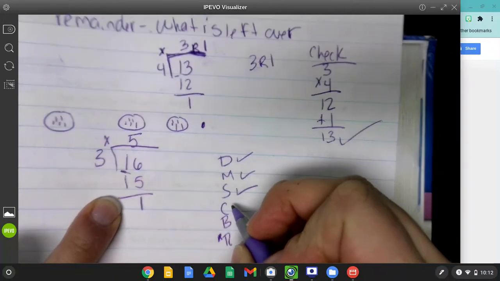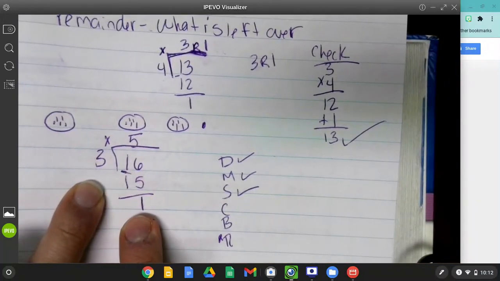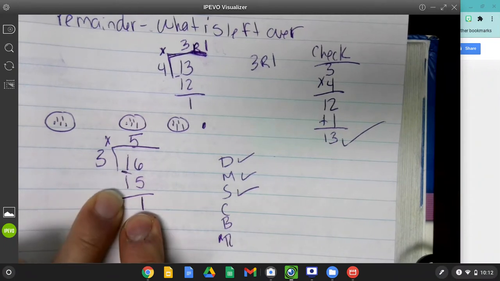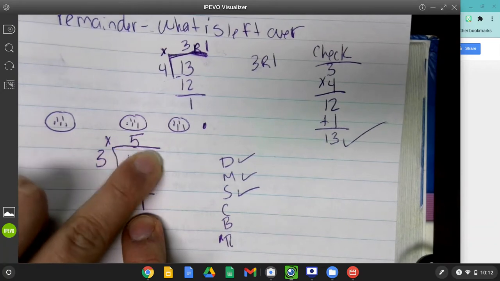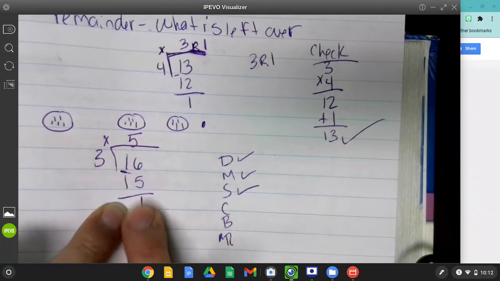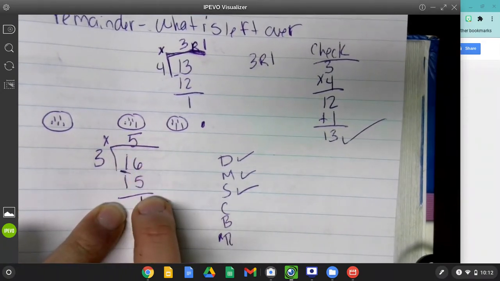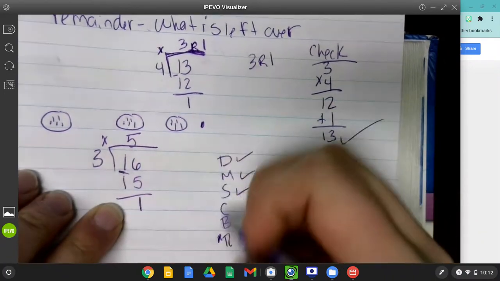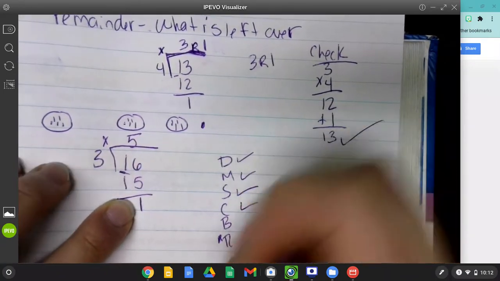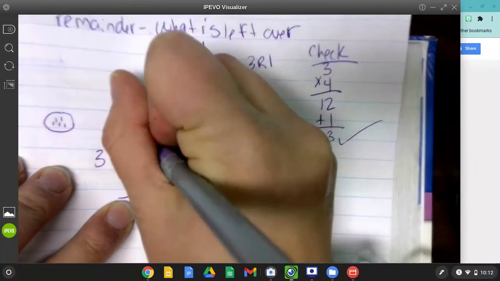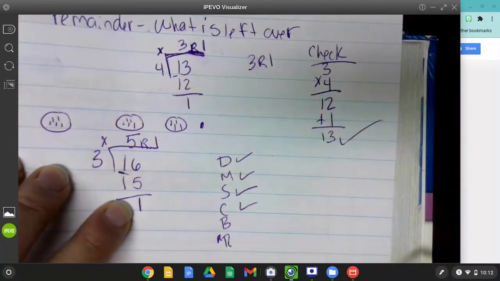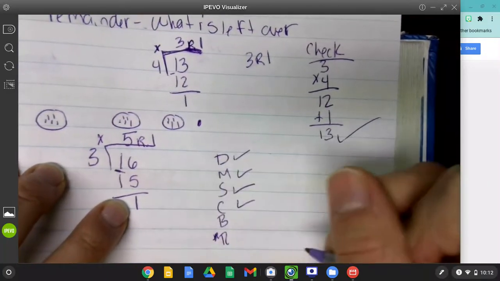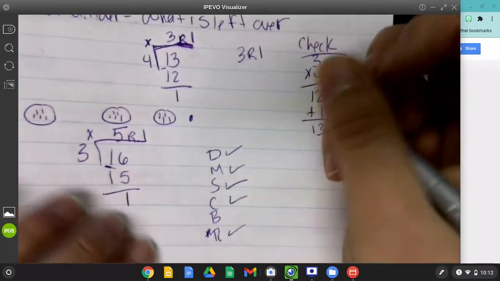So then we compare. So I compare the 1 and the 3. If the 1 is smaller than the 3, it's my remainder. If the 1 is bigger, then I divide, I do my steps again. If I have to bring down, then I will have to divide and do this whole process again. In this case, my 1 is smaller. So I'm going to write remainder 1. So I put the remainder here. There's no bringing down in this case.